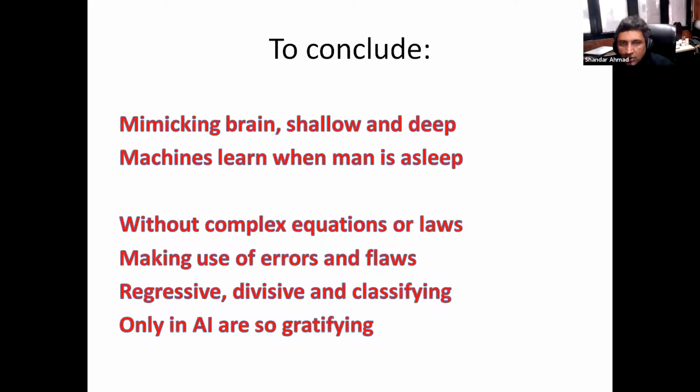And finally, I conclude with this little poetic description: mimicking brain, shallow and deep, machines learn when man is asleep. Without complex equations or laws, making use of errors and flaws, that is how the training takes place. Regressive, divisive, and classifying, these are the terms often observed in machine learning. So regressive, divisive, and classifying, only in AI are so gratifying. So this is the summary.